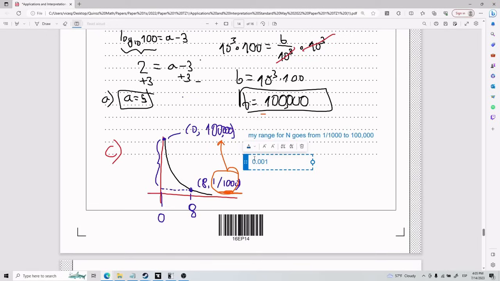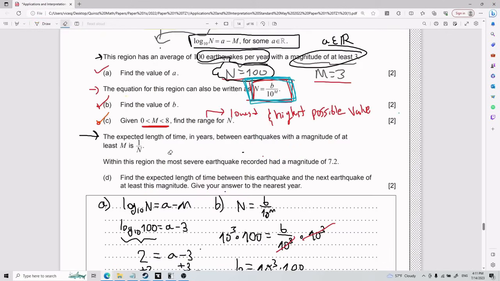So my n goes from here. Wait, I'm having trouble putting the symbol I'm trying to put. Give me 1 second. Apologies. There we go. Okay. So my n goes from 0.001 up until 100,000. So that is another way you can write your answer. So that would be for part C.